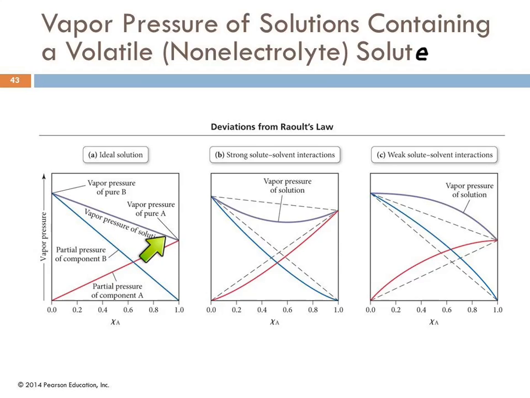In between, for an ideal solution, you have a straight line, because this is the sum of the partial pressures of B and A. And these vary linearly with concentration, and so this ends up being a line as well. If we have strong solute-solvent interactions, the solute and the solvent are very attracted to each other. What's that going to do to the vapor pressure? Is it going to make things evaporate faster or evaporate slower?